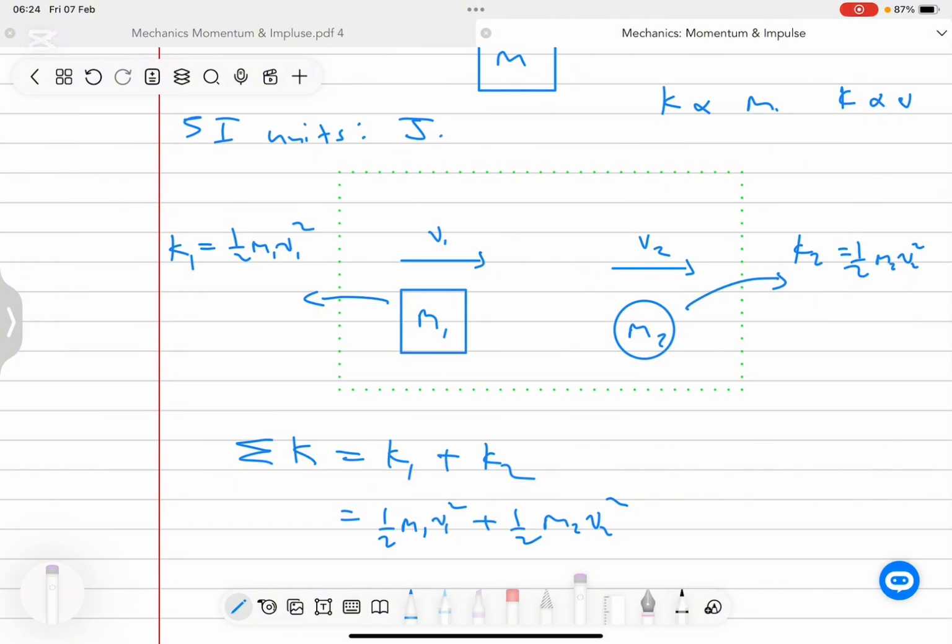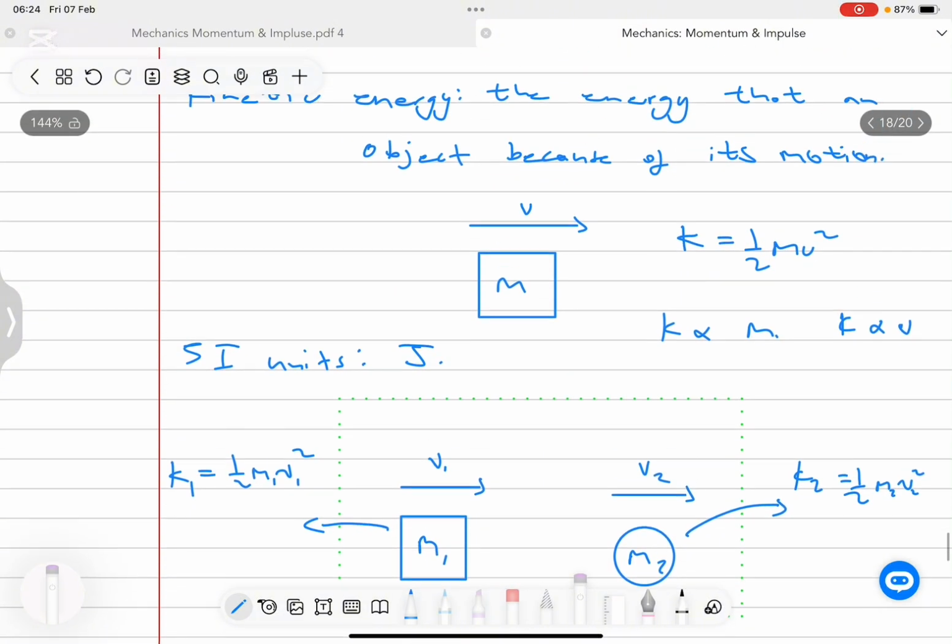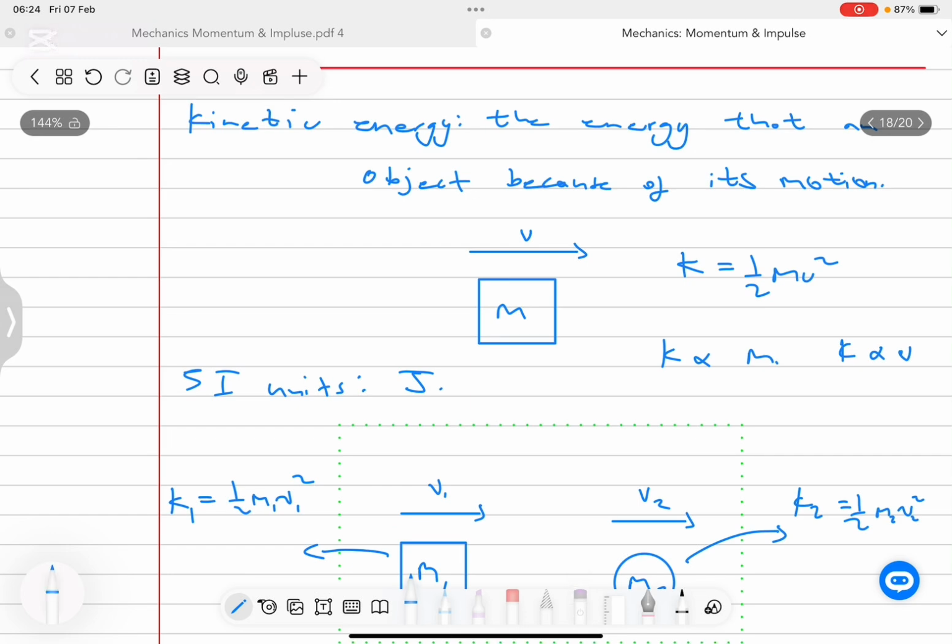It's a scalar sum because kinetic energy is a scalar quantity. So we are adding scalar quantities here. That is to say, kinetic energy only has magnitude. It doesn't have a direction. We can't say the kinetic energy is 2 joules to the left. We can't say that with kinetic energy.